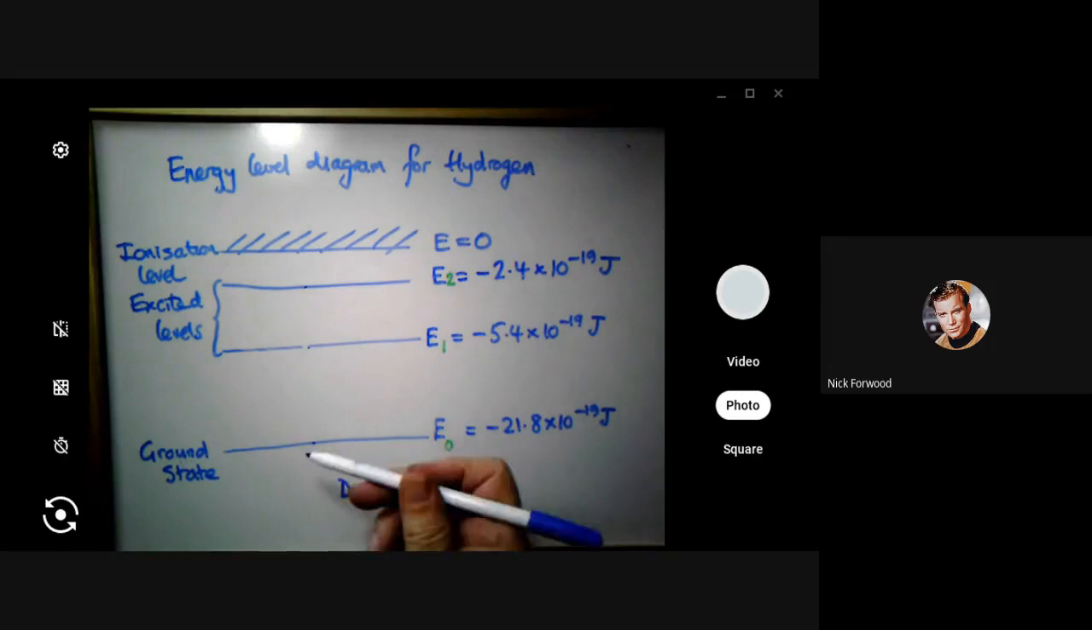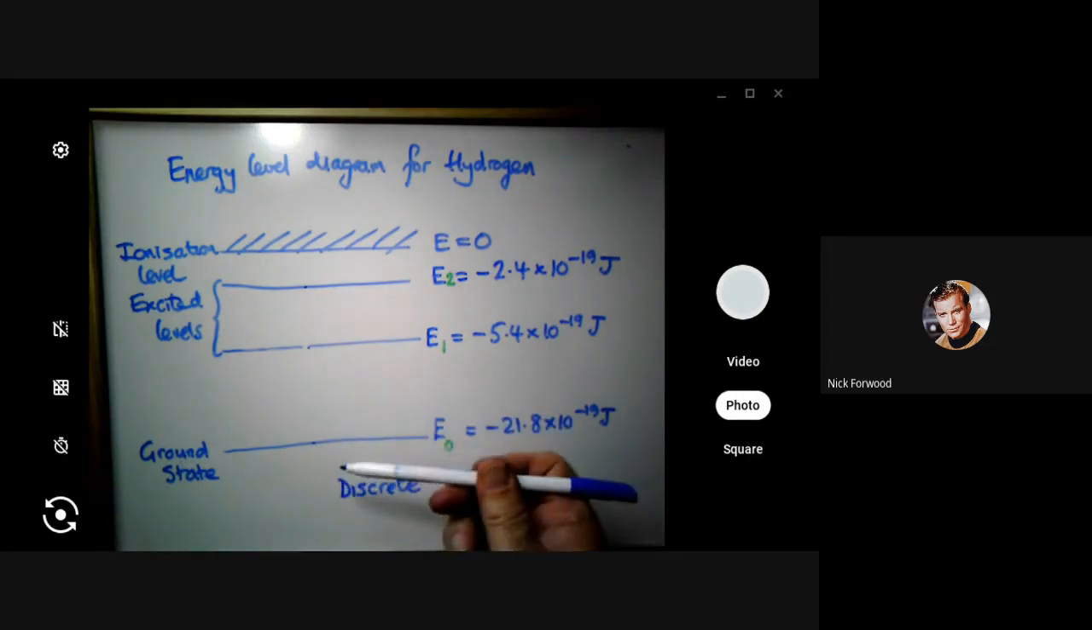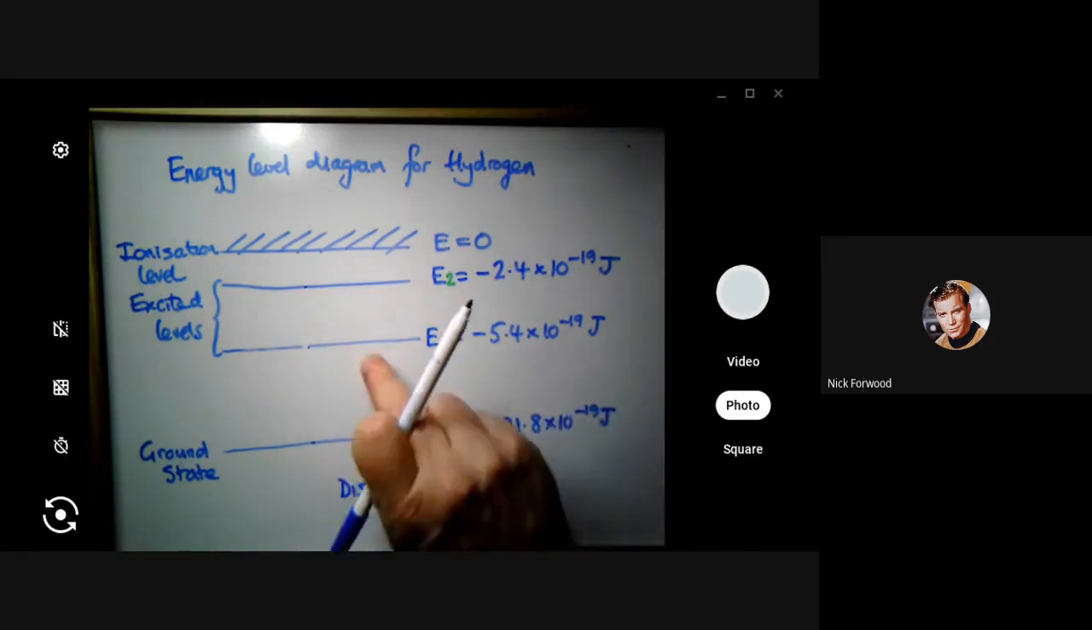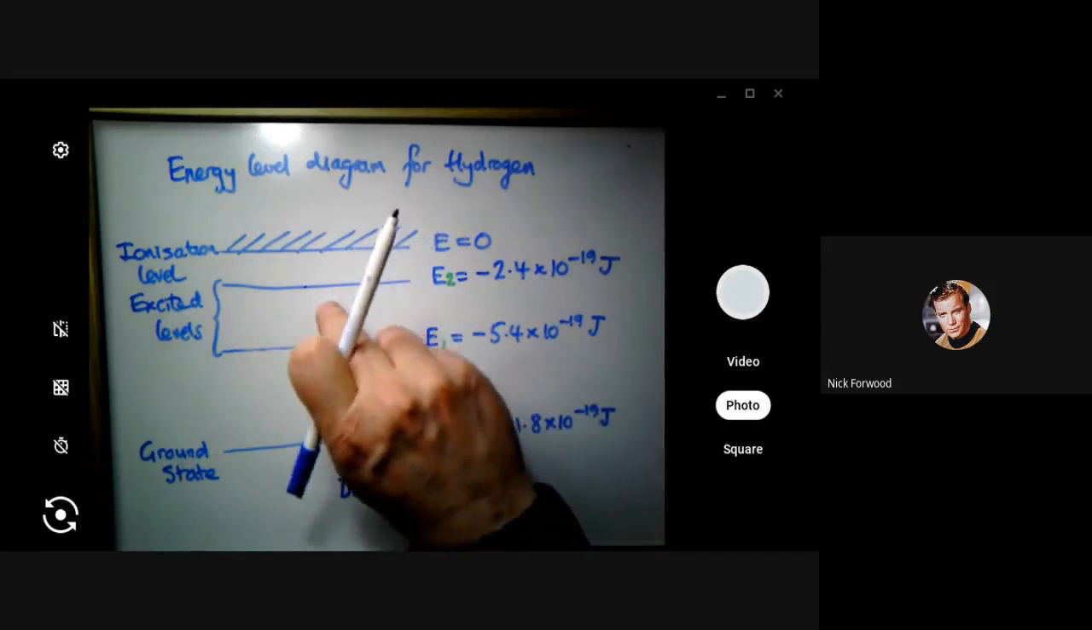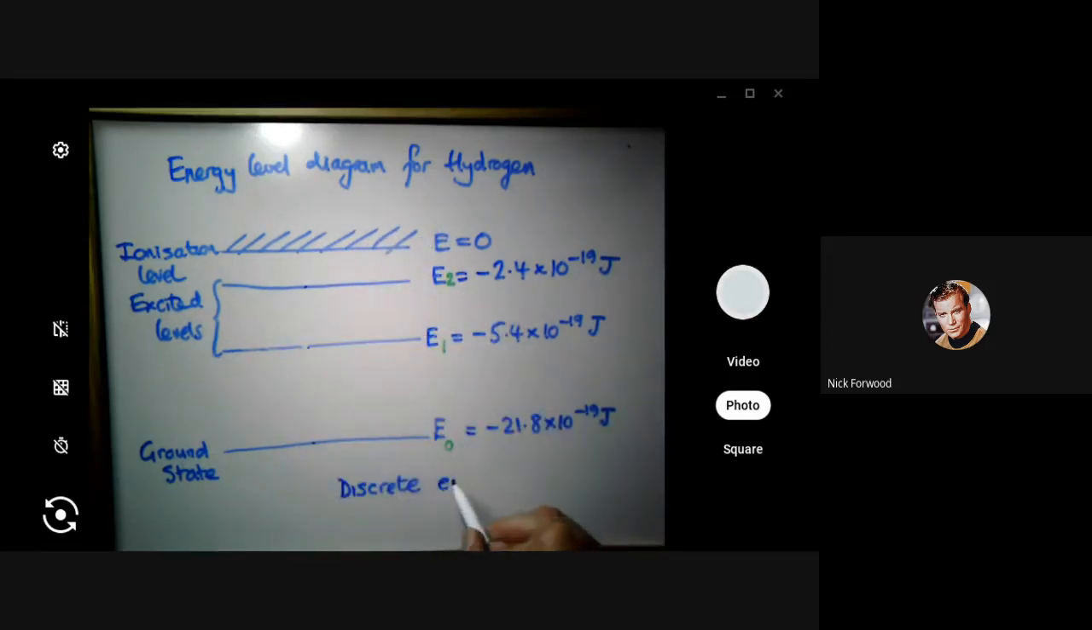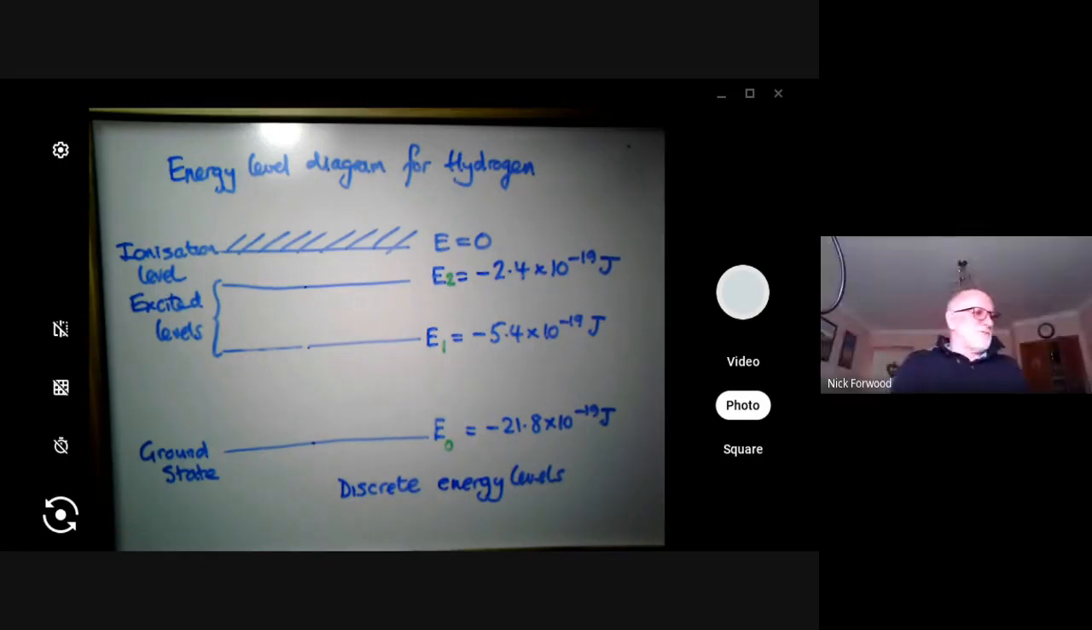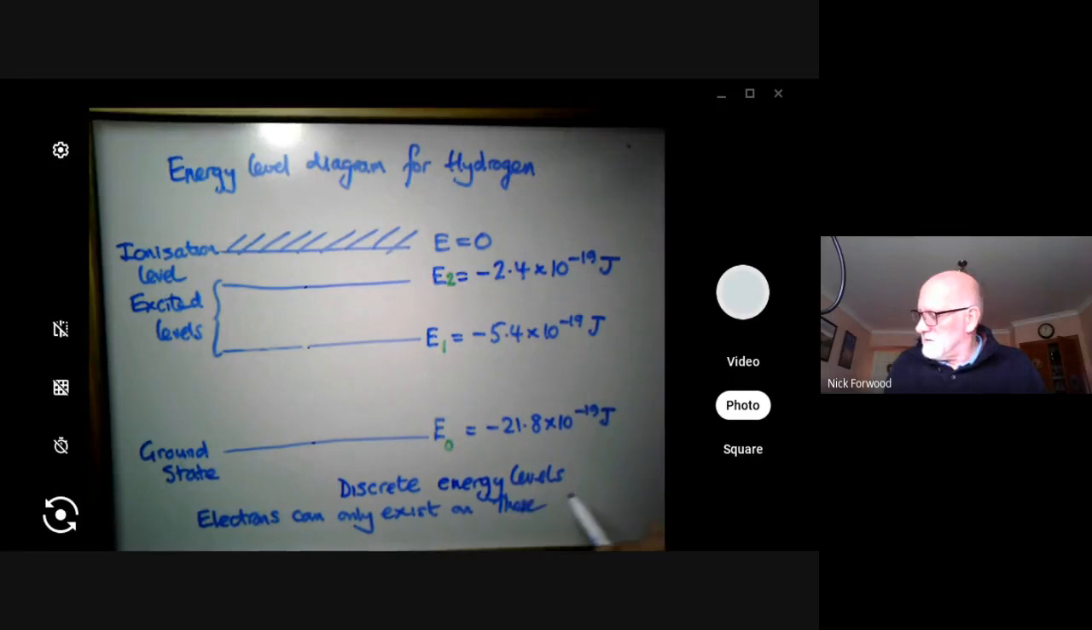So these levels, which are fixed, you can't live in here. You can't live in the space hovering above the floor. These are called discrete energy levels. And you can only live on a particular level. Electrons can only exist on these discrete levels, discrete energy levels.